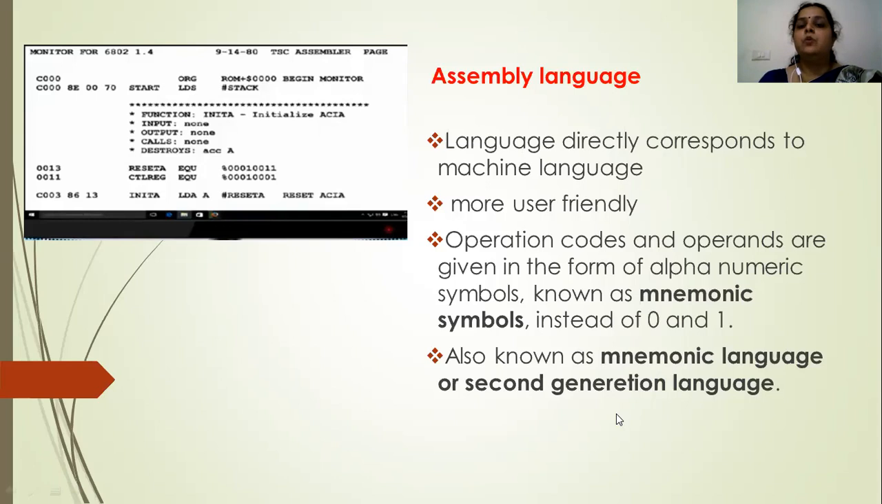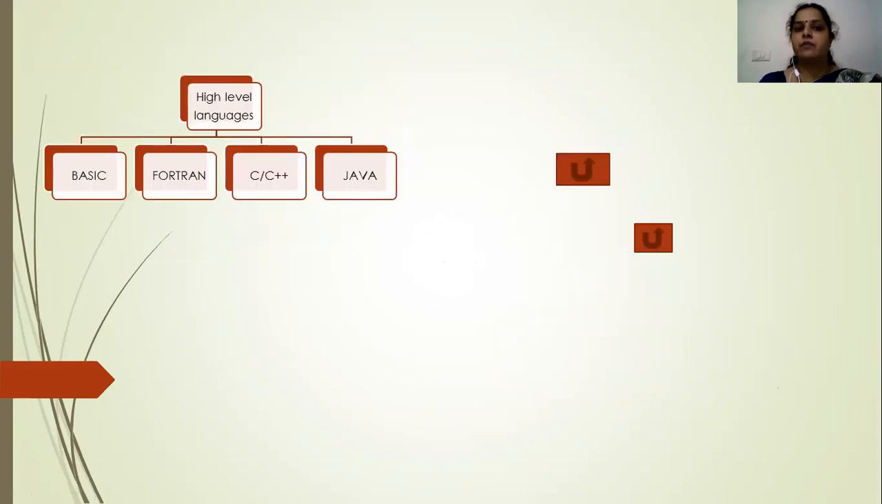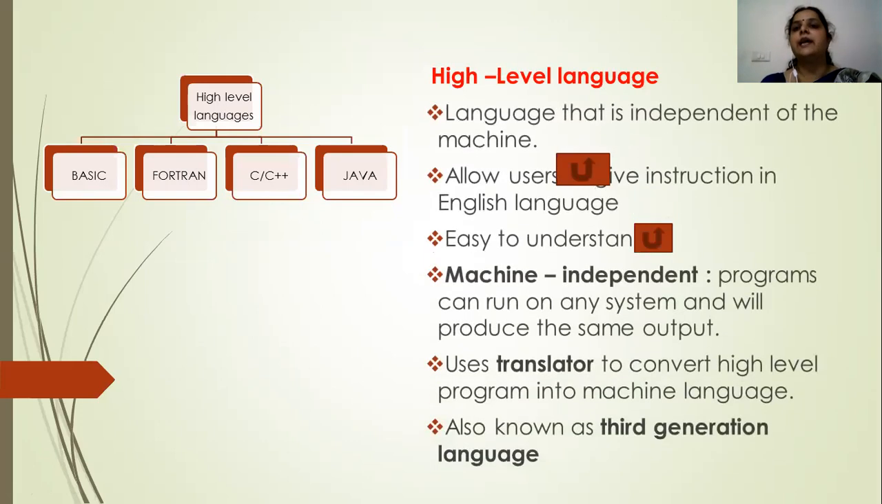Now moving to high level language, that is another category of computer languages. So what types of high level languages are there? We have BASIC, we have Fortran, we have C++, we have Java. So these are all high level languages. Now what is a high level language?